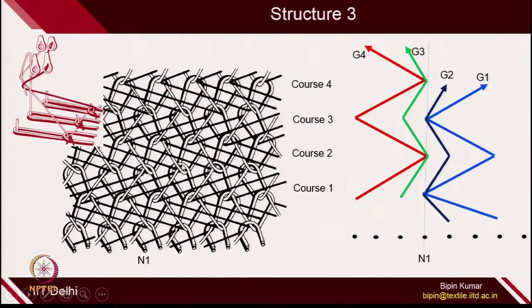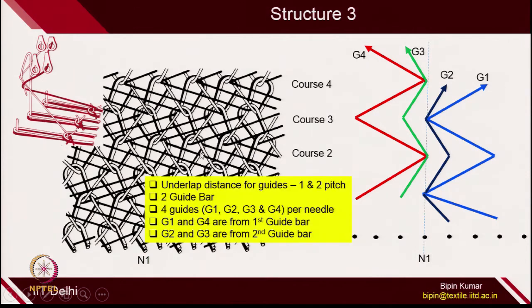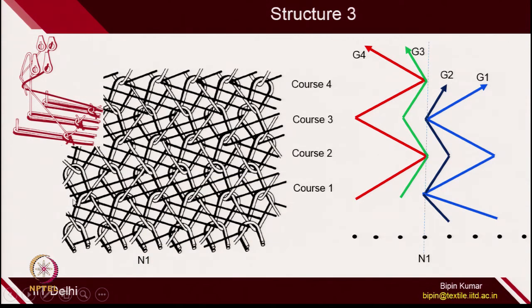So, this structure is basically a two bar structure, because you need two individual guides for each needle. Now let us see how many guides each needle is interacting with. If you follow any particular loop, let us suppose I am following the movement of needle N1. Needle N1 is here, this is the first course. If you follow the horizontal line, this is the loop which is formed by needle 1.